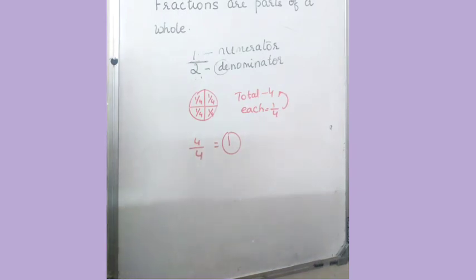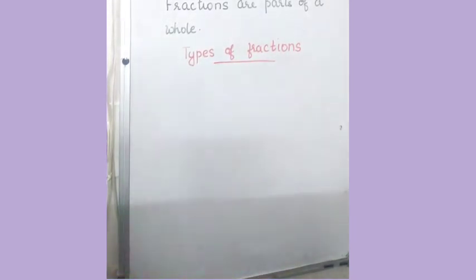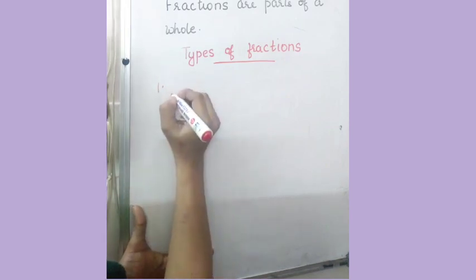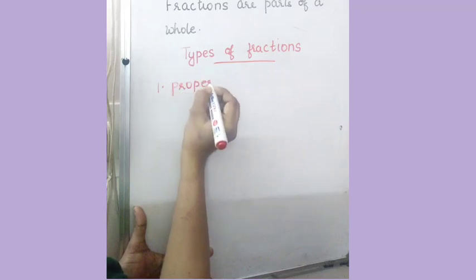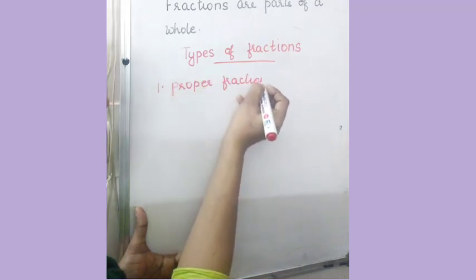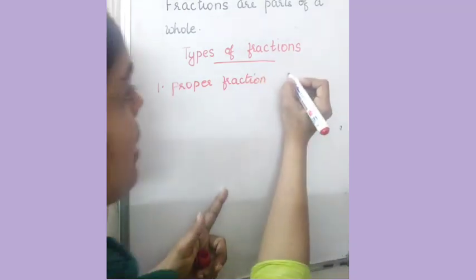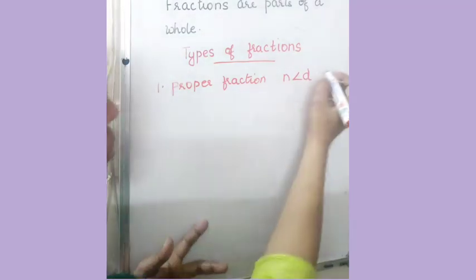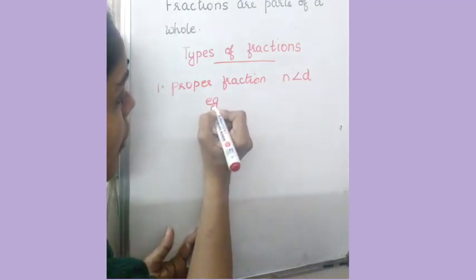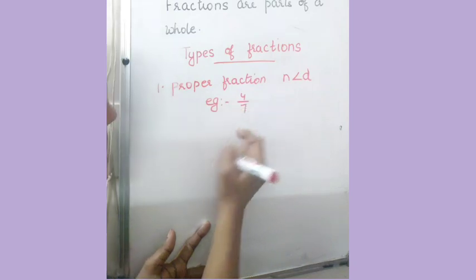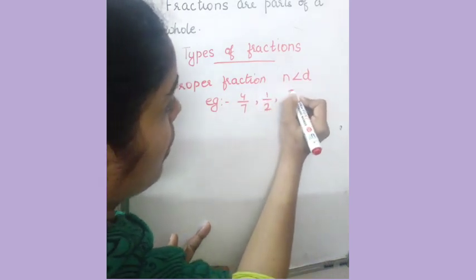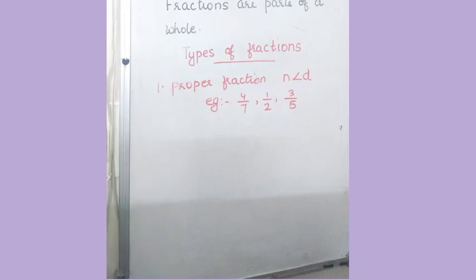Then next we will study types of fraction. Look here. Types of fraction. There are total 5 types of fraction. First one, proper fraction. That means the numerator is less than the denominator. In a fraction, when the numerator is less than the denominator, that type of fraction is called a proper fraction. For example, 4 by 7. Here the denominator is greater, the numerator is less. 1 by 2, 3 by 5. All these are examples of proper fraction.